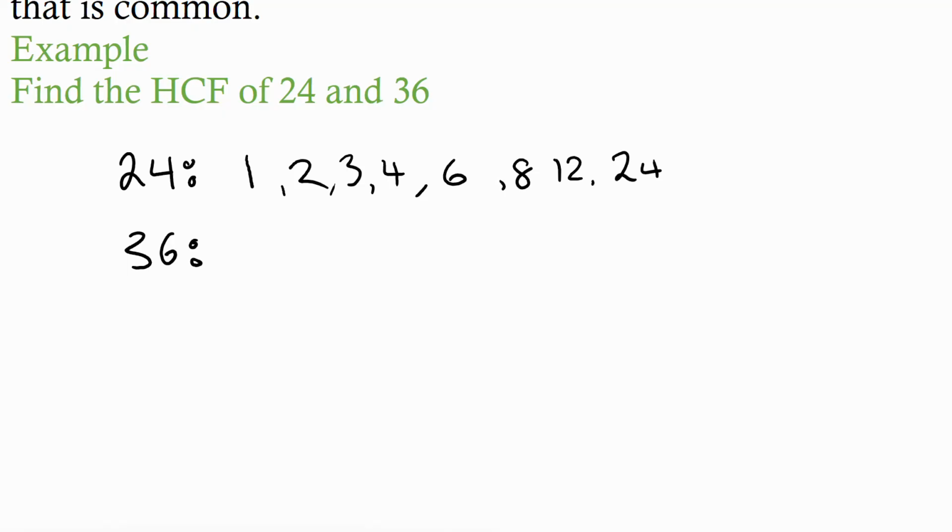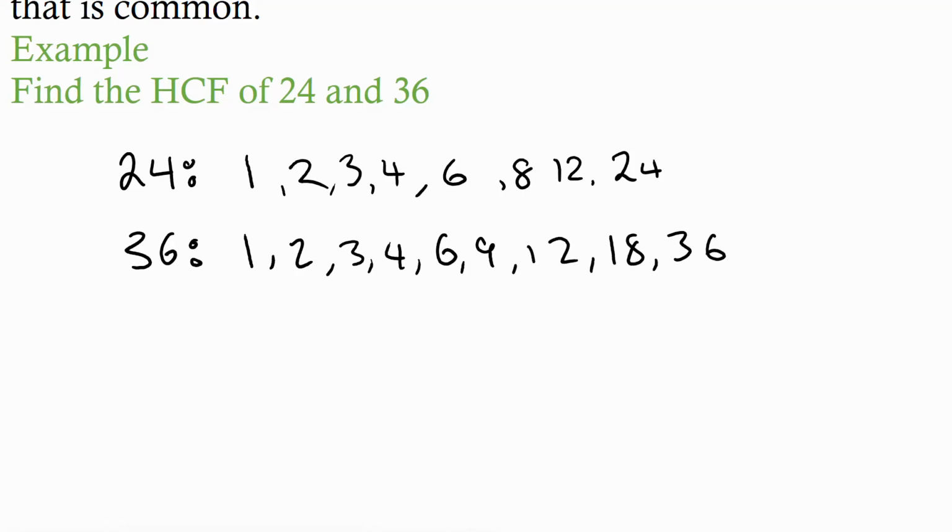So I said 1 times 24 is 24. 2 times 12 is 24. 3 times 8 is 24. 4 times 6 is 24. So those are all the factors of 24. And I can do the same with 36. So 1, 2, 3, 4, 6, 9, 12, 18, 36. Okay. So now we're looking for the largest number that is shared there. All right. So we look for that. And in this case, our largest number is 12. So the highest common factor, the HCF, is 12.